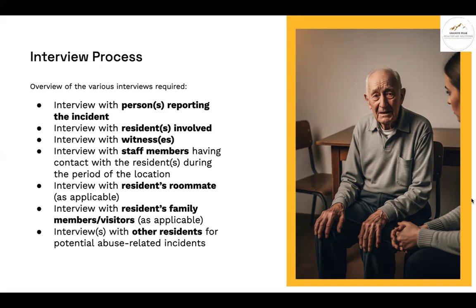substantiated. Depending on the situation, you may want to interview every single alert and oriented person either in the building or on a certain floor. If, say, for example, the abuse allegation is related to a CNA that provides care, you might want to interview every alert and oriented person that has received care from that person because you're trying to rule out if there's a bigger pattern of abuse or if it's just a one-off incident.